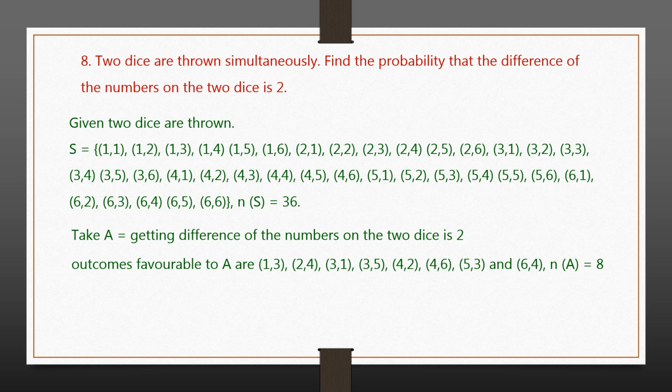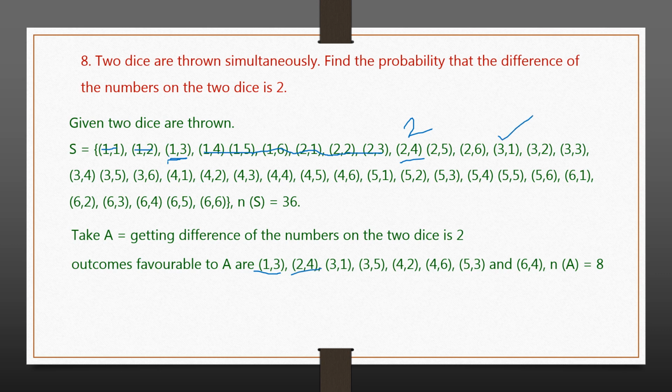That is, see here, 1 1. Difference of these two numbers is 1 minus 1 is 0, not favorable. 1 2, 2 minus 1 is 1. 1 3, 3 minus 1 is 2 only. This is 1 3, favorable to A. For 1 4, the difference is 4 minus 1 is 3, not favorable. 1 5, the difference is 4, and 1 6, the difference is 5, not favorable. 2 1 has difference 1, 2 2 has difference 0, and 2 3 has difference 1, these are not favorable. 2 4, the difference is 2 only, therefore 2 4 is favorable. And 2 5, 2 6 are all not favorable.